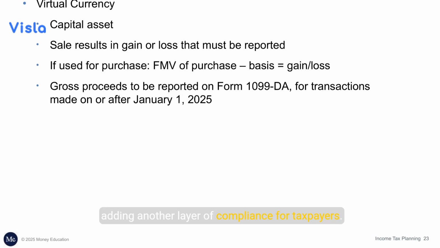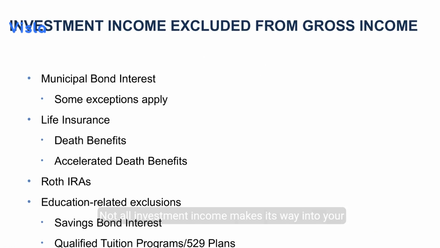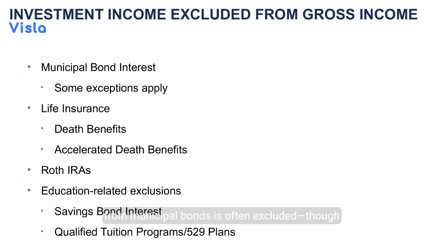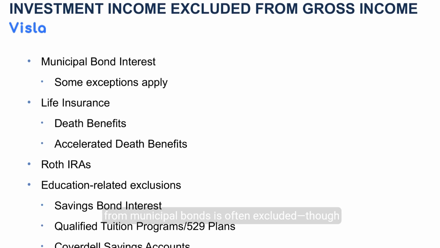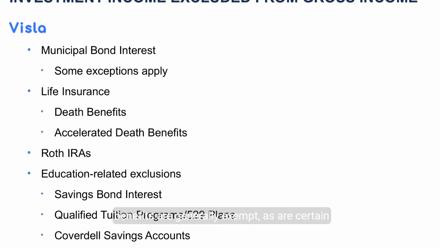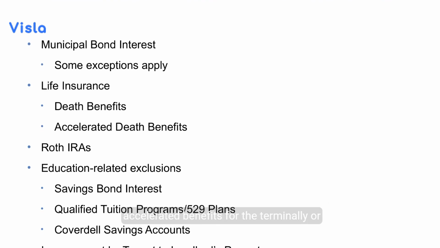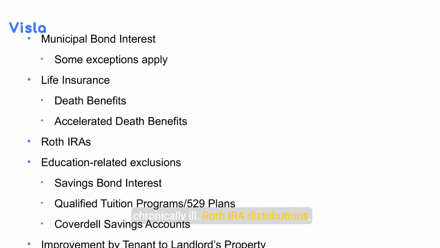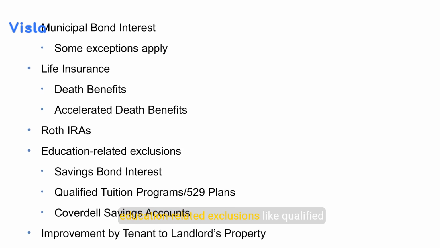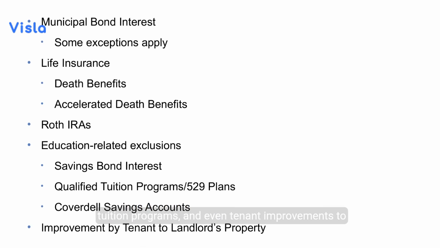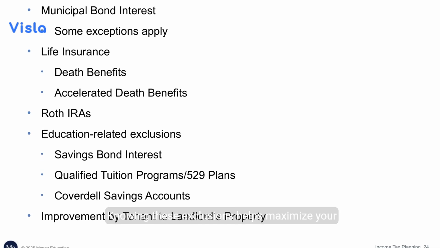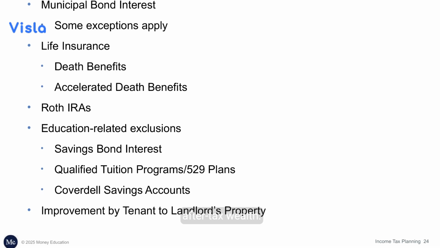compliance for taxpayers. Not all investment income makes its way into your gross income calculation. For example, interest from municipal bonds is often excluded, though there are some exceptions. Life insurance death benefits are generally exempt, as are certain accelerated benefits for the terminally or chronically ill. Roth IRA distributions, education-related exclusions like qualified tuition programs, and even tenant improvements to landlord property may also escape taxation. Knowing these exclusions helps maximize your after-tax wealth.